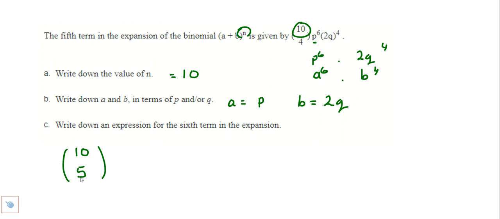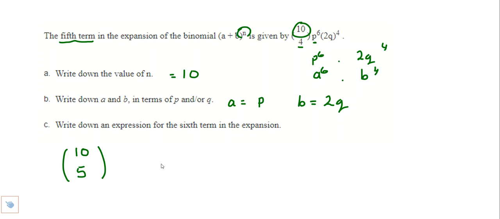Yeah, the common mistake is to put 10, 6 for the 6th term. But they gave you a clue, look, the 5th term is 4. Just to kind of remind you, because the first term would be 10, 0. And then it's 10, 1, 10, 2.